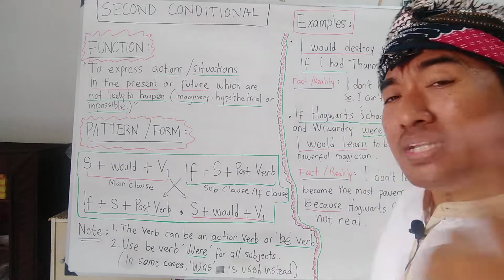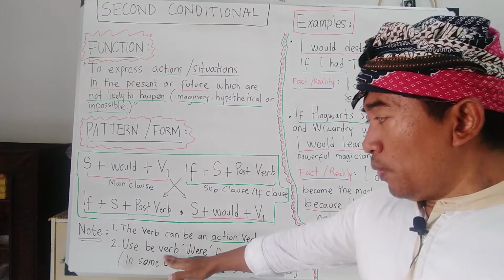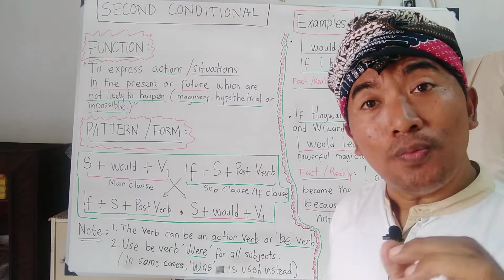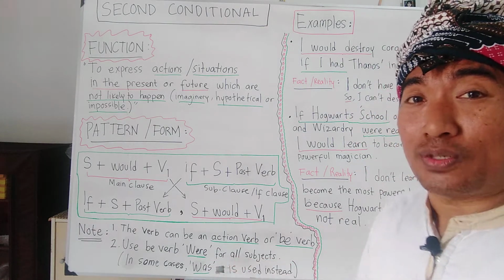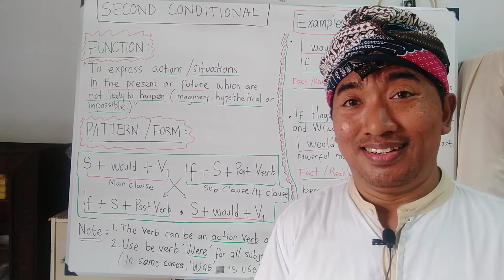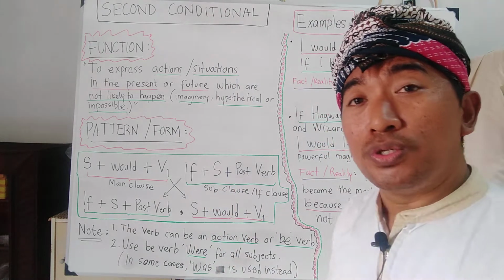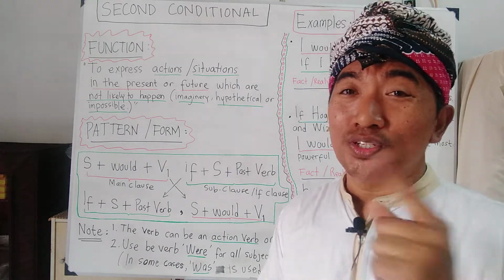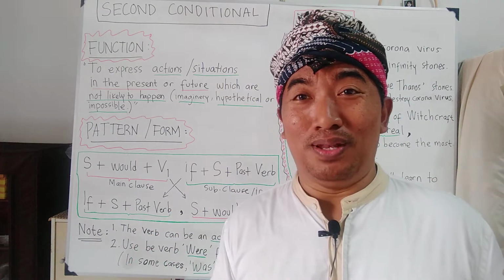Now, what is the second one? The second note that you should remember is when you use be verb, only were, the to be, were, is used for all subjects. So we don't use was in here. Now, there is also an exception in which you could use was, but we are not going to discuss it in this video. I want you to check out my other videos. I will give you the link in the description below later.